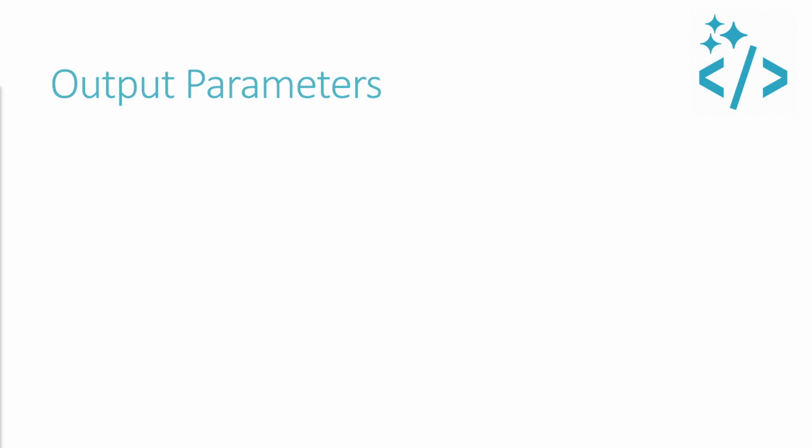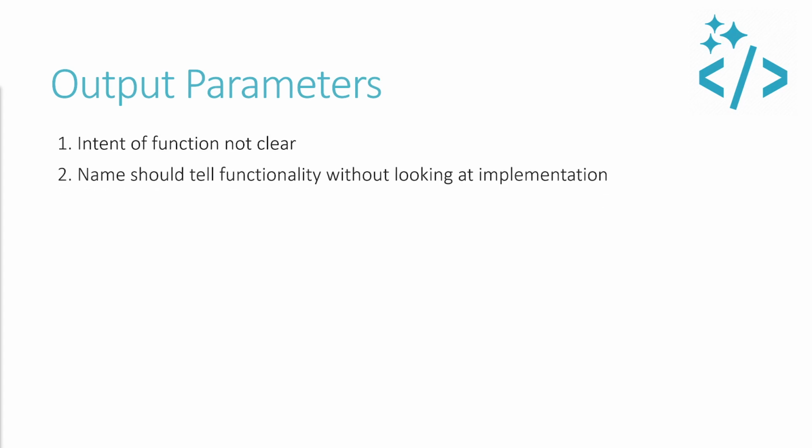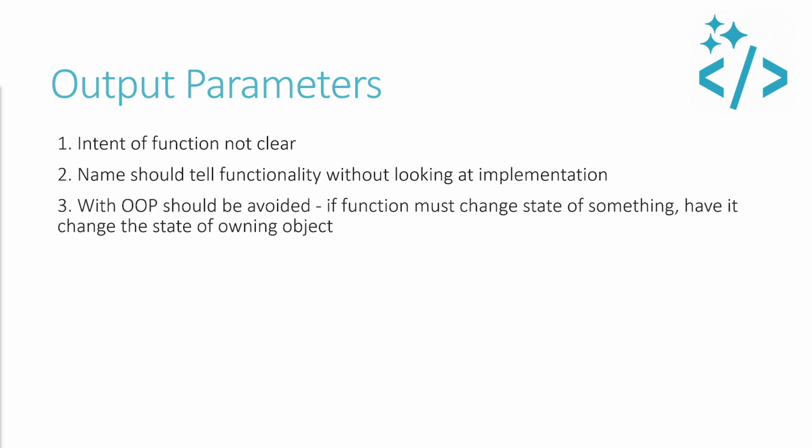Output parameters, I do not really recommend output parameters. The intent of the function is not really clear. We have this parameter, and the name should tell the functionality without looking at the implementation. And with object-oriented programming, output parameters should be avoided. If a function must change the state of something, it has to change the state of the owning object.